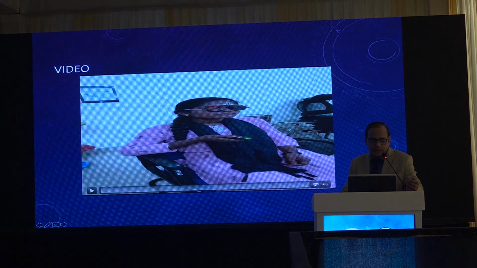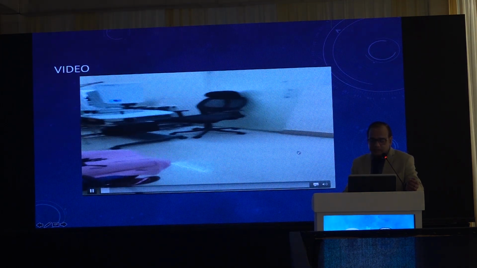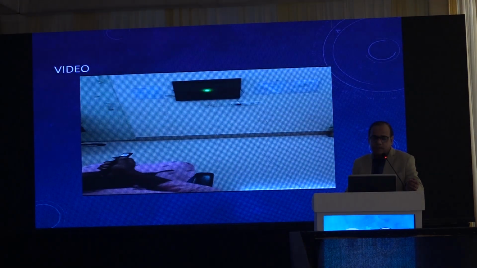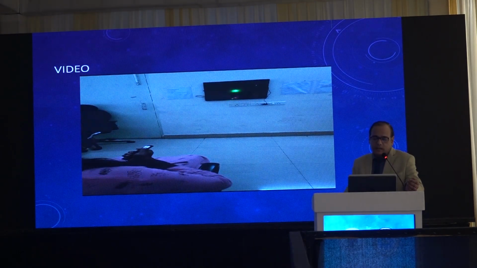So these are a few videos. This is how it is done. The patient is asked to follow the flashing of the light. The central one is green, and the rest of the LED lights are red in color.